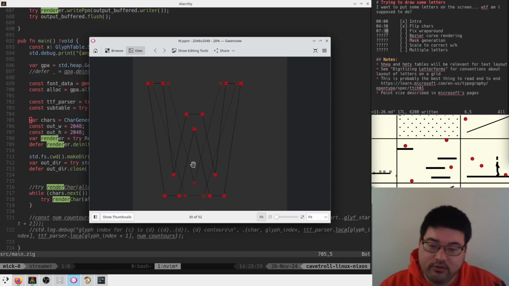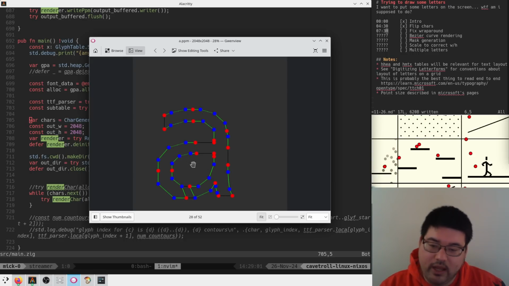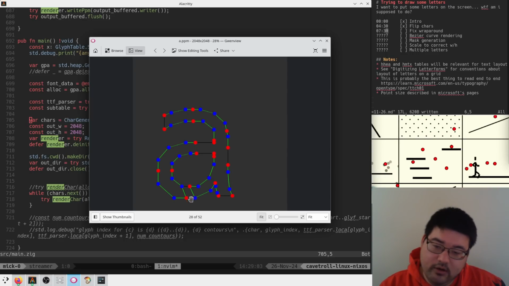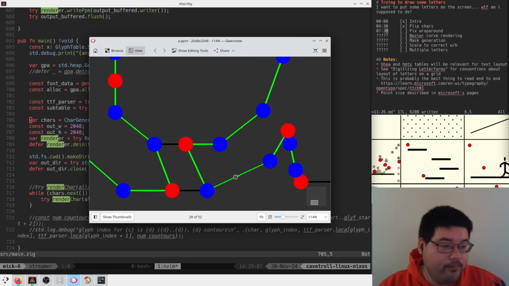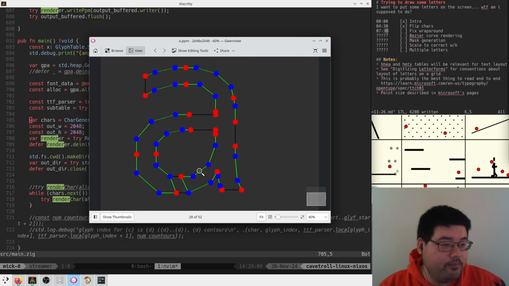Let's see if the rest look okay, maybe we kind of move on. A has the same thing going on down here. A similar thing. But it could be kind of normal.